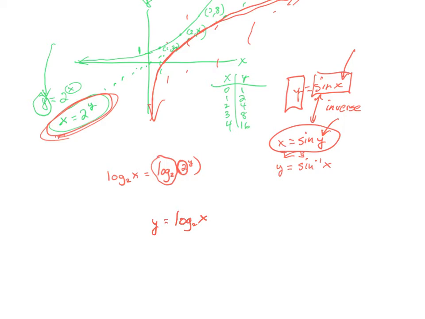Now, if you plug in a 1, you're going to get 0. If you plug in a 2, you're going to get 1. If you plug in a 4, you're going to get 2. If you plug in an 8, you're going to get 3. If you plug in a 16, you're going to get 4.